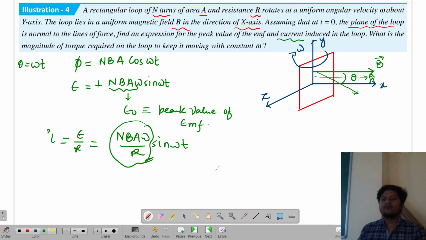What is the magnitude of torque required on the loop to keep it moving with constant omega? Now tell me that. What will be the answer of that? Tell me what will be that? Now here comes the biggest concept. How to calculate the torque which is required to make it rotate with angular velocity omega. What will be that?